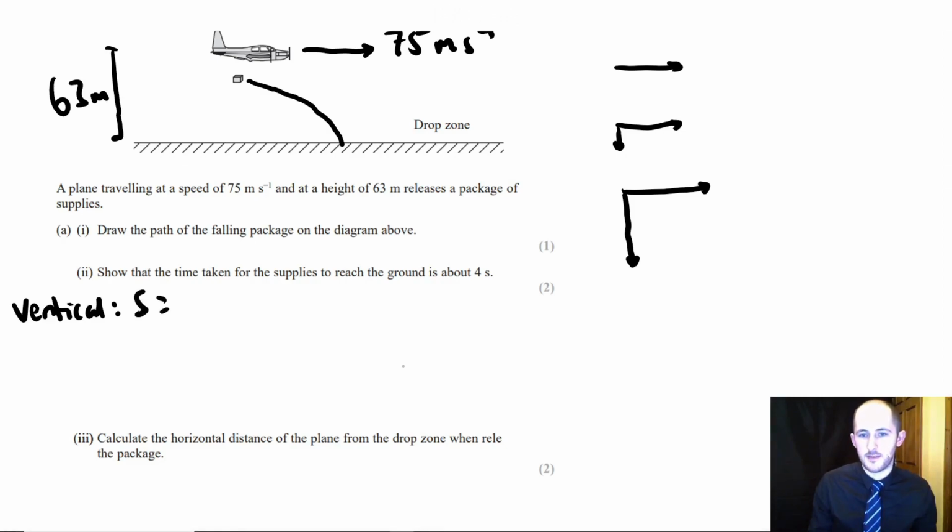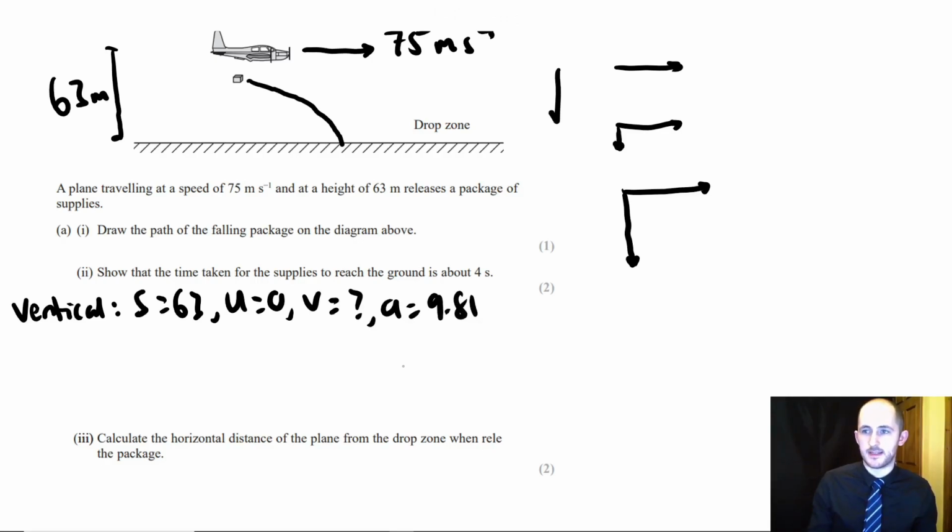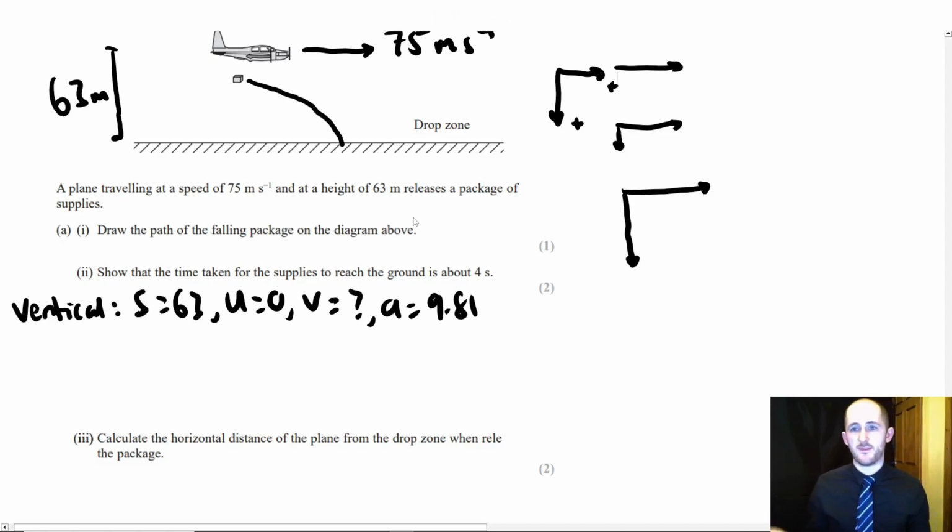We have 63 meters for S. The initial vertical velocity is 0. The final velocity is we don't know. A is 9.81, because again it's gravity and we're taking downwards as positive. And we're going to take to the right as positive as well. Why? Because the package is moving to the right and downwards. So if we can avoid negatives, all the better.